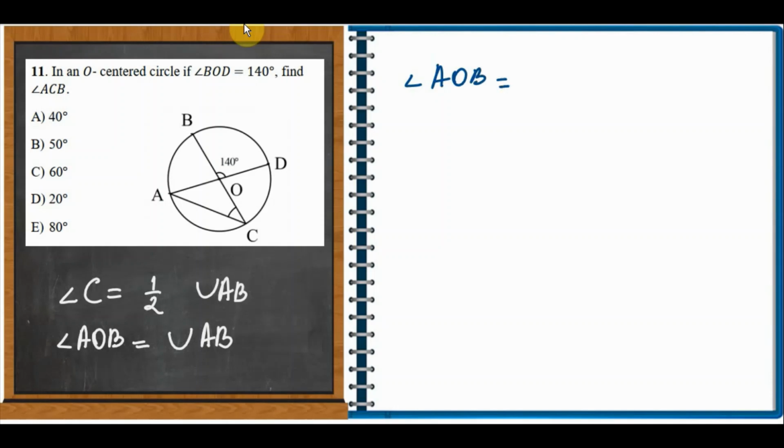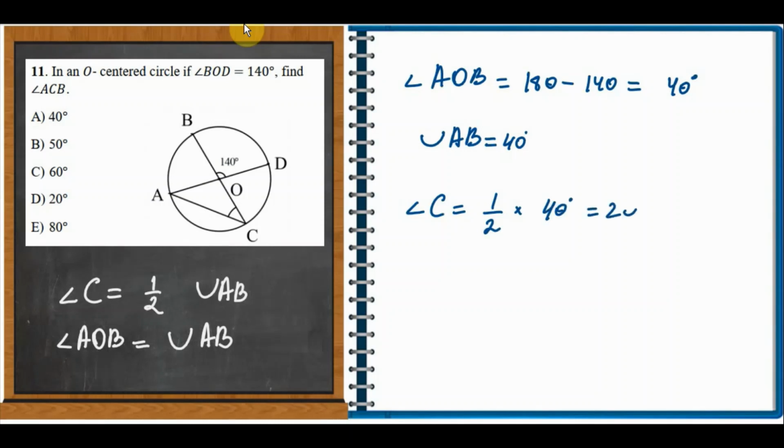After that, we find angle AOB. What is it? If we know angle BOD is 140, it's 180 degrees minus 140, and the answer will be 40 degrees. So the degree measure of arc AB is going to be 40 degrees. Now, since angle C is half of arc AB, it's 1/2 of 40 degrees, which is equal to 20 degrees. So the answer is 20. D is the correct answer. Angle ACB is 20 degrees.